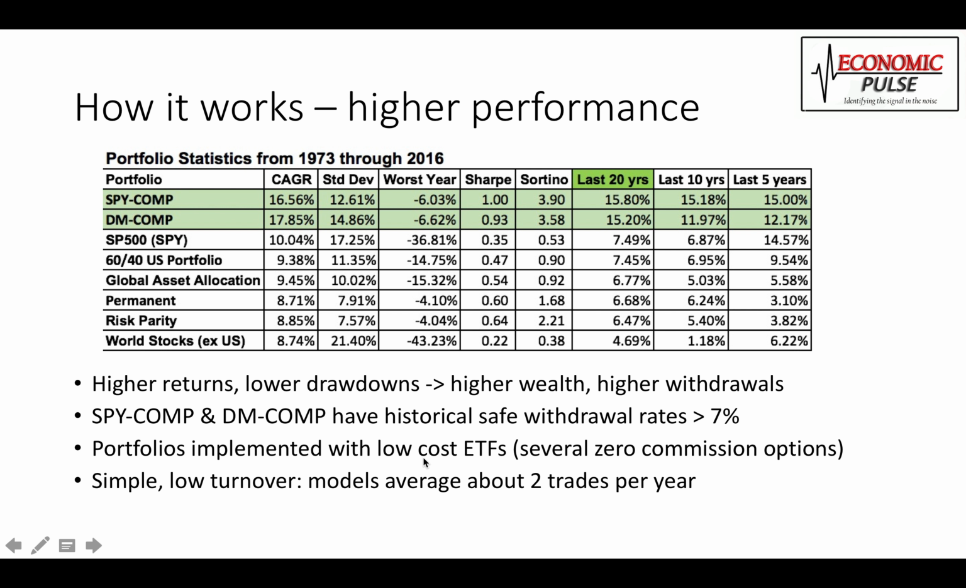So all these portfolios are implemented with very low-cost ETFs. There's several zero-commission options based on the brokerage. And also importantly, they're low turnover models. Both these models, SPY Comp and DM Comp, average only about 2 trades per year. If you look at a lot of TAA models, they turn over quite frequently, and that also makes them harder to stick to, and you pay more taxes, etc. These are some of the important features.